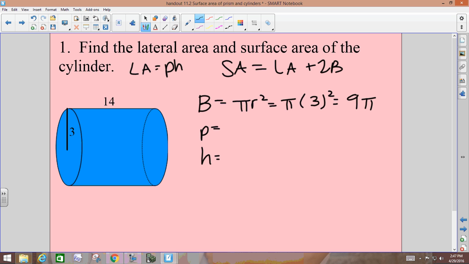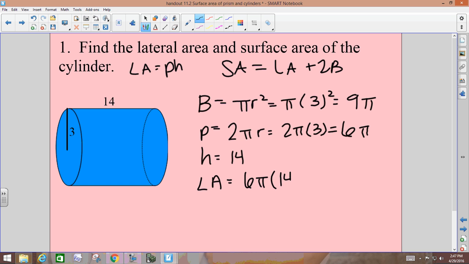Andrew, what's P stand for? What's the shape of my base? How do you find the perimeter of a circle? Good, you're using circumference. So 2 pi r, 2 pi times 3 gives us 6 pi. Ross, what's the height of my cylinder? Excellent. Remember, height doesn't always mean vertical. It's what's connecting your bases. So then our lateral area, perimeter, 6 pi times the height, 14, would be 84 pi.